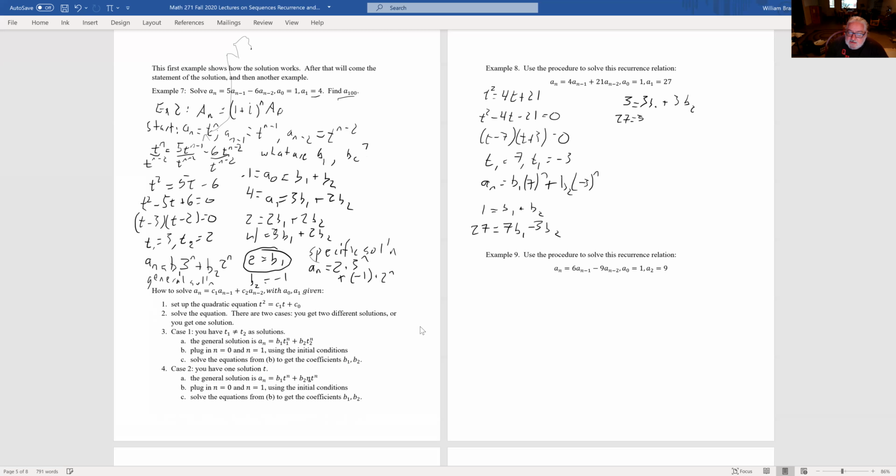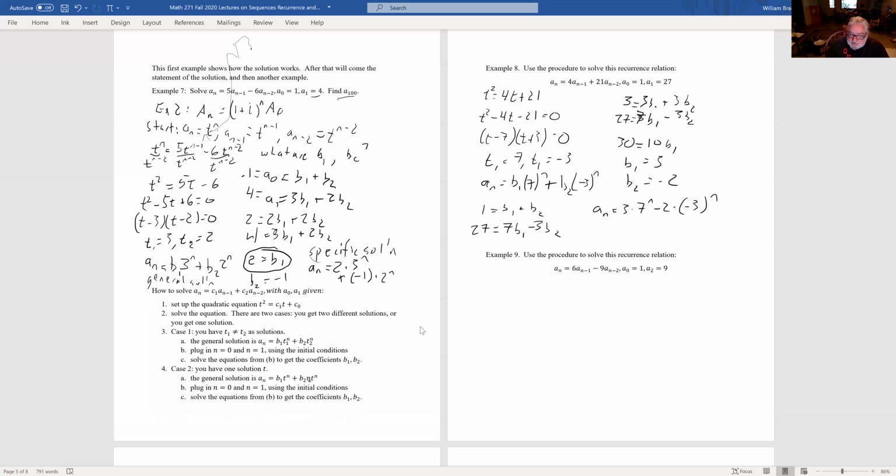Why do I do that? This is 7B1 minus 3B2. Now when I add them together, the B2s go away. So when I add these, I get 30 equals 10B1. B1 equals 3. And if B1 equals 3, then B2 has to be minus 2. So my specific solution is 3 times 7 to the n minus 2 times the quantity minus 3 to the n.